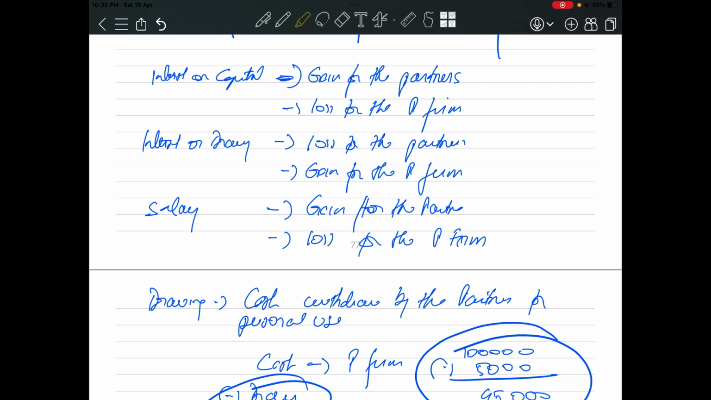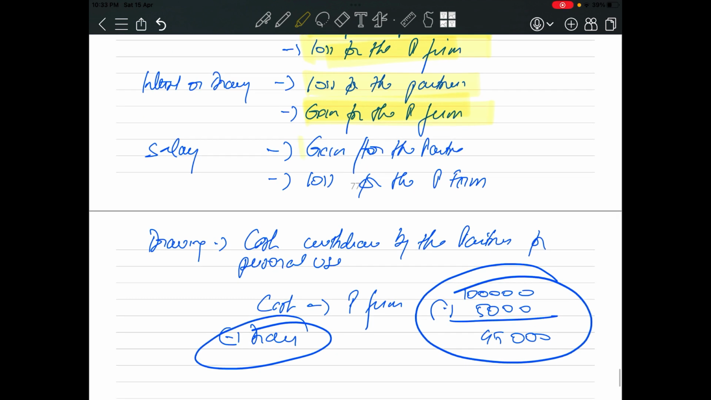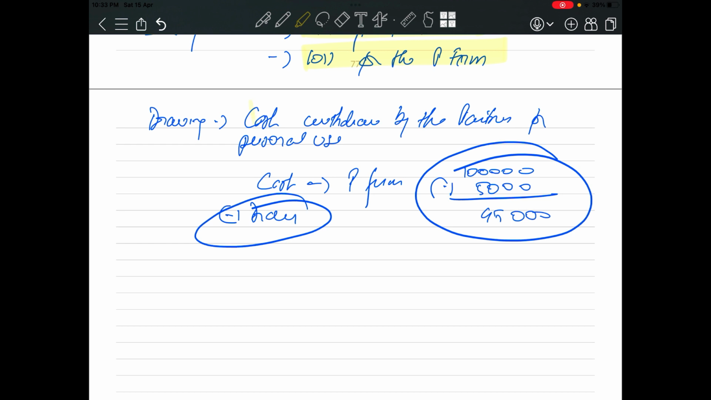Interest on capital is a gain for the partner, because he will be getting interest on the capital introduced, and it is a loss for the partnership firm, because the firm is giving interest to the partner. Likewise, drawing is a loss for the partner, because interest on drawings is charged to the partner, and it is a gain for the partnership firm. Salary is a gain for the partner and a loss for the partnership firm. Drawing, what is drawing? Cash withdrawn by the partner for personal use.